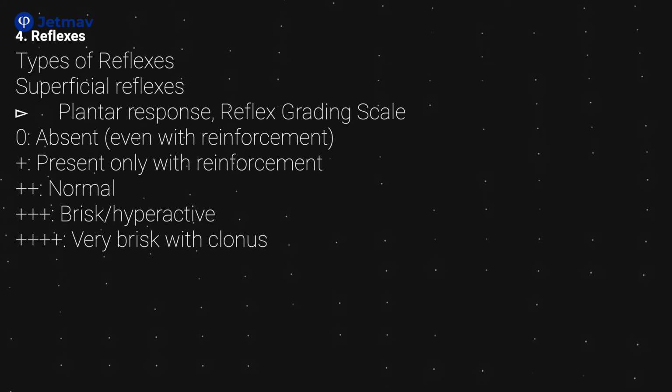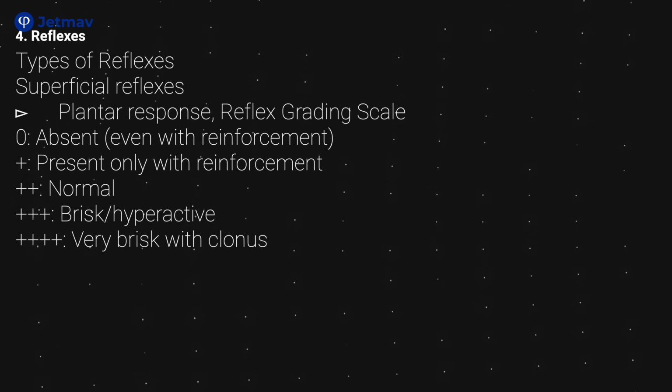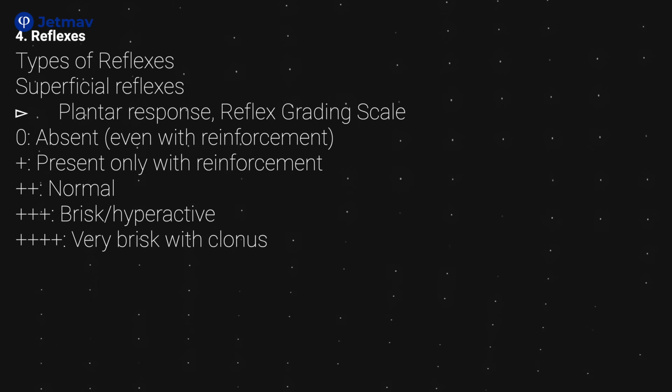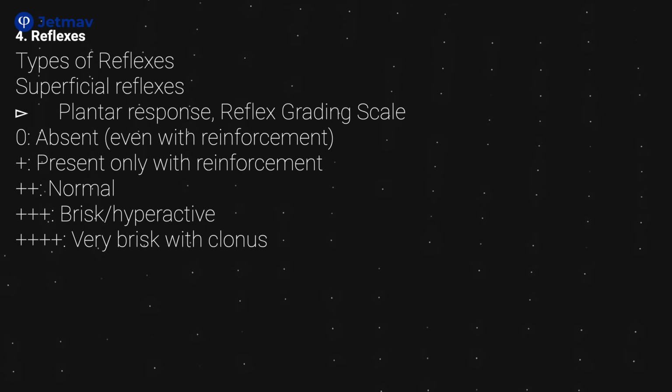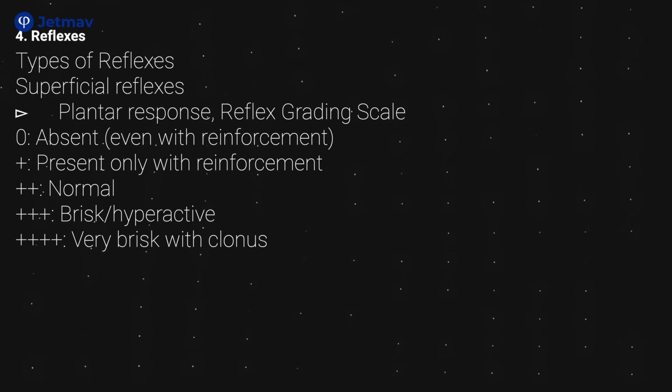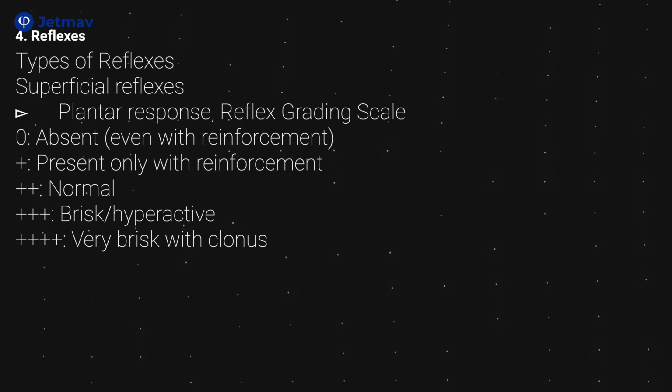Now, we grade reflexes using this scale. 0 means that the reflex is absent. Grade 1 or 1 plus means that there is reduced reflex. Then 2 pluses means there is normal reflex. Then 3 pluses means that the reflex is hyperactive or brisk. Then 4 plus means that we have clonus, which is a repeated reflex response.